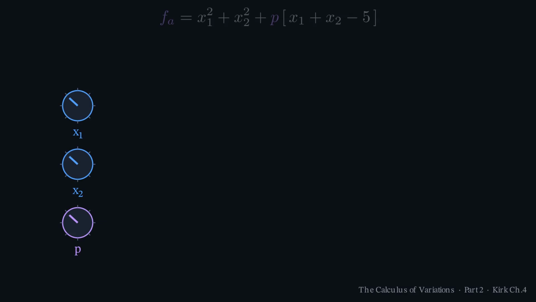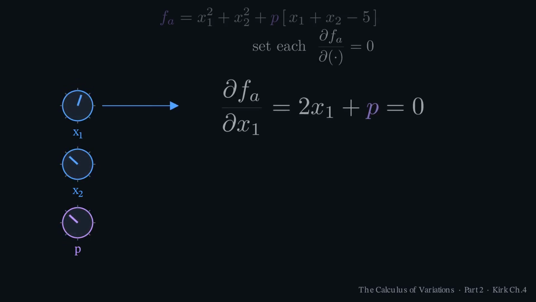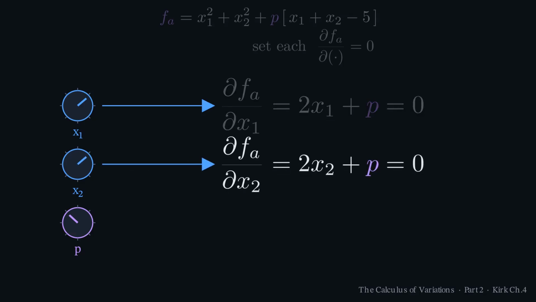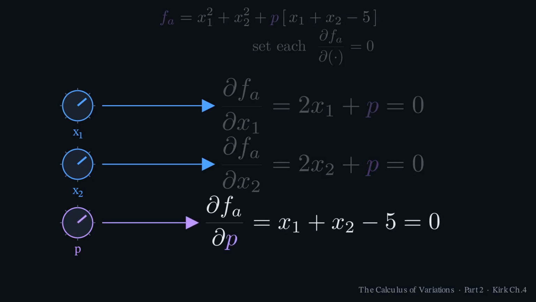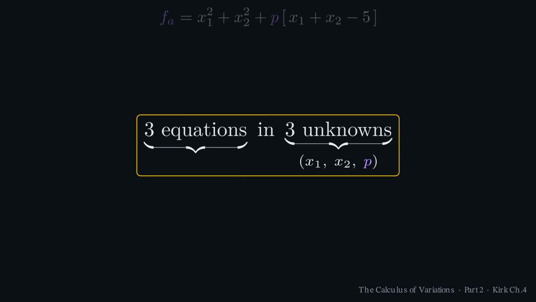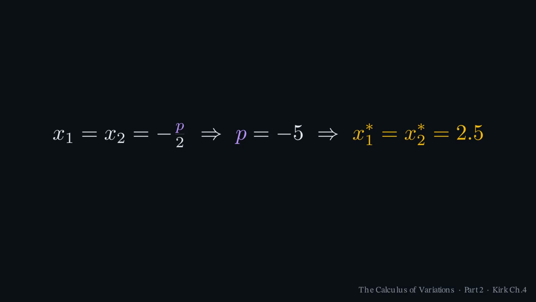Now the magic. Pretend x1, x2 and p are all free, independent knobs, and set every partial derivative to 0. Count them, 3 knobs, so 3 equations. The partial with respect to x1 is 2x1 plus p equals 0. With respect to x2, 2x2 plus p equals 0. And with respect to p, this one just hands back the constraint, x1 plus x2 minus 5 equals 0. 3 equations, 3 unknowns. The system is closed, so we can solve it.